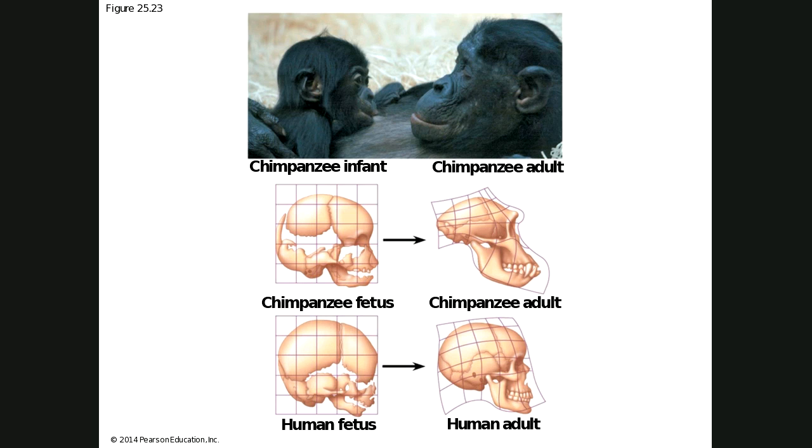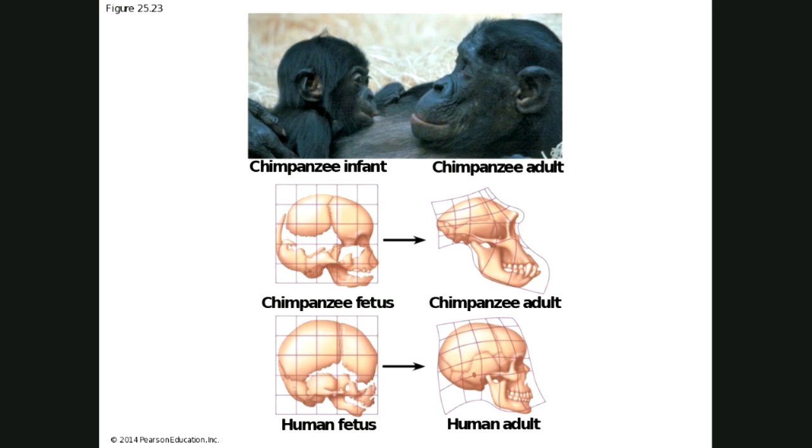Heterochrony might explain this, for example. If we look at a chimpanzee fetus skull and a human fetus skull, they look very similar. But of course, when they become adults, they're very different. What we think would have happened here is that different developmental genes would have controlled the rate and the timing at which different parts of the skull would grow. So whereas in the adult skull, the rate at which the jaw grew would have been slower than, say, in the chimpanzee fetus skull.